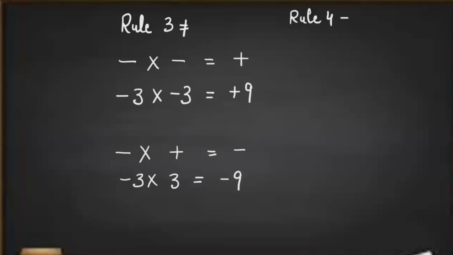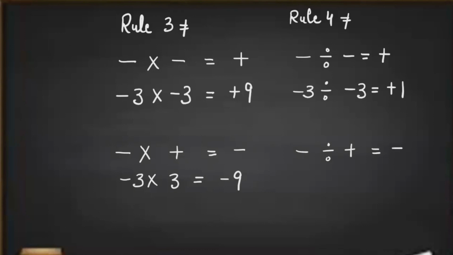Rule 4. Similar to the multiplication rule, if you divide a negative number by a negative number, you will get a positive number. For example, negative 3 divided by negative 3 will give you a positive 1. A negative number divided by a positive number will always give you a negative number. For example, negative 3 divided by 3 will give you negative 1.